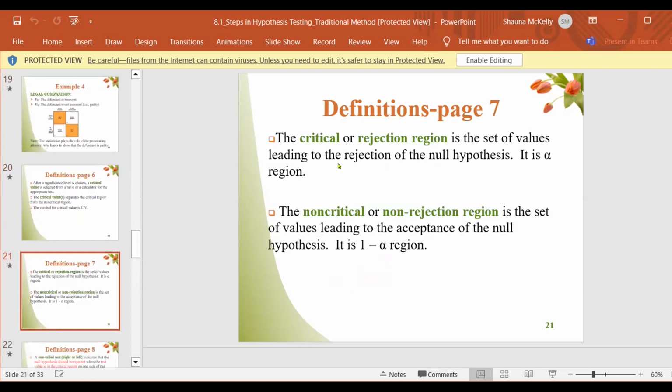So here is the definition of a critical region. It's the set of values that lead to the rejection of the null hypothesis. What she meant to say here was it is the alpha region, because we've seen it before when we do confidence intervals and we have alpha. This is my alpha region. This will be given to you. So the critical region is the region that tells us that there is a difference and it leads to the rejection of the null hypothesis.